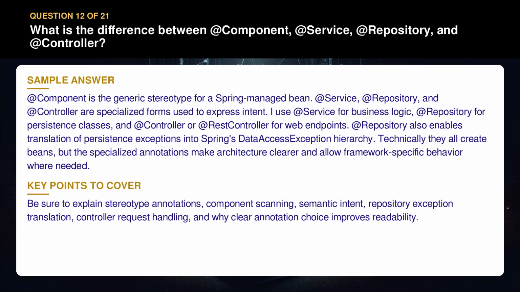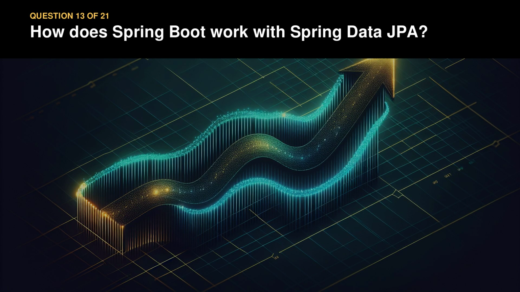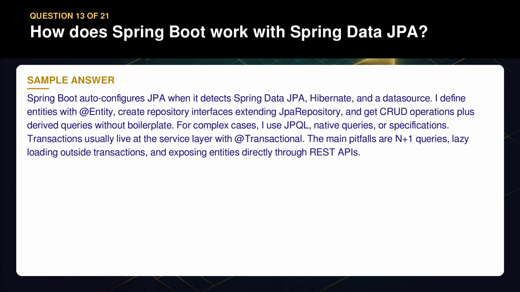Be sure to explain stereotype annotations, component scanning, semantic intent, repository exception translation, controller request handling, and why clear annotation choice improves readability. Question 13. How does Spring Boot work with Spring Data JPA? Spring Boot auto-configures JPA when it detects Spring Data JPA, Hibernate, and a data source. I define entities with @Entity, create repository interfaces extending JpaRepository, and get CRUD operations plus derived queries without boilerplate. For complex cases, I use JPQL, native queries, or specifications.